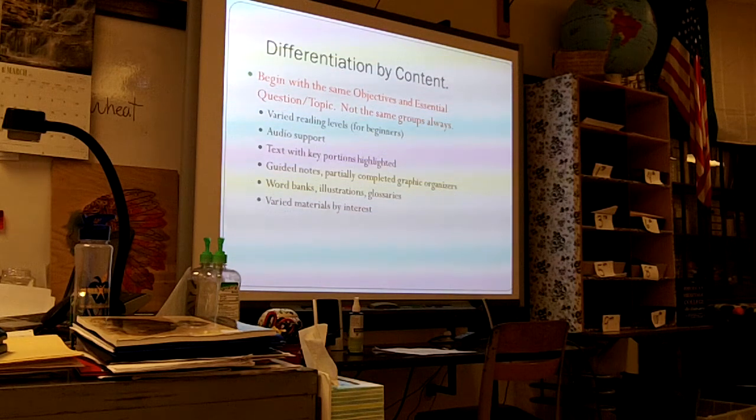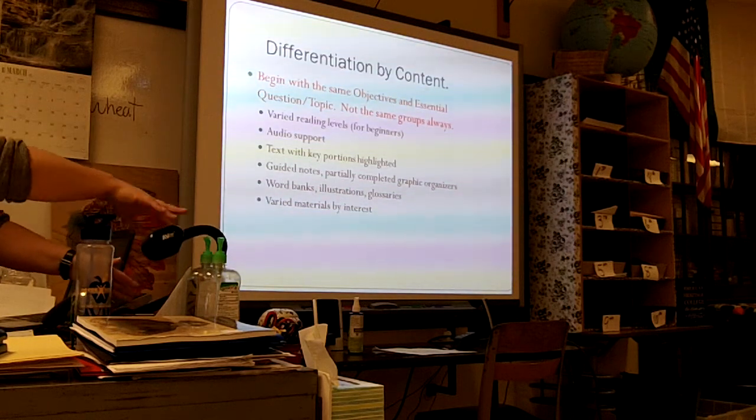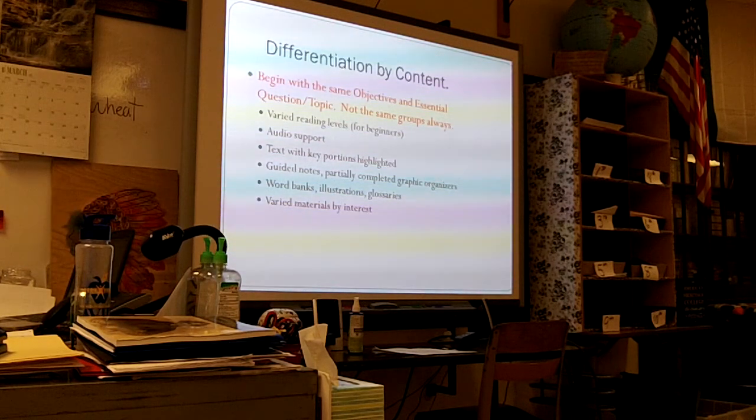They don't have to dig through all of it, because sometimes the language is so heavy. Like with the Constitution, just chunking out the specific sections instead of having them read the whole Constitution, which, I say whole, it's not that long. But guided notes, partially completed graphic organizers, starting for them, especially at the beginning, giving them how you want the graphic organizer to look. You may think it's very clear, you may have been very explicit with your instructions, and they still interpreted it completely different than what you wanted them to do. And of course, word banks, illustrations, material by interest.